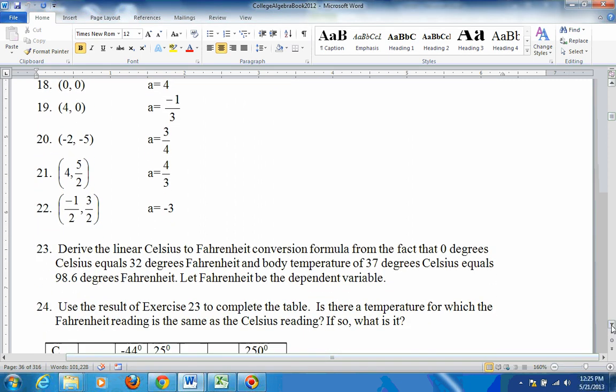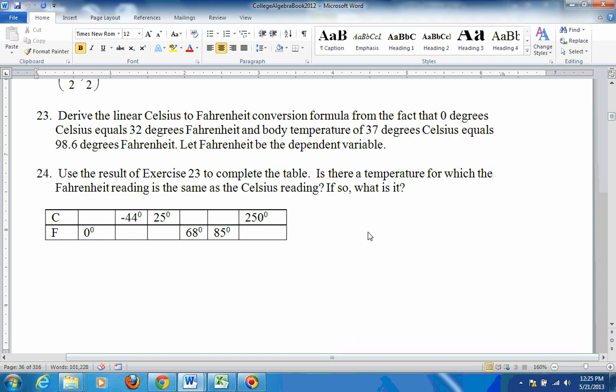Then these start the word problems here. So this one, 23, says derive the linear Celsius to Fahrenheit conversion formula from the fact that 0 degrees Celsius equals 32 degrees Fahrenheit, and the body temperature of 37 degrees Celsius is equal to 98.6 degrees Fahrenheit. Let F be the dependent variable. Dependent variable means it's the y variable, so Fahrenheit is the y variable. So Celsius must be the x variable.